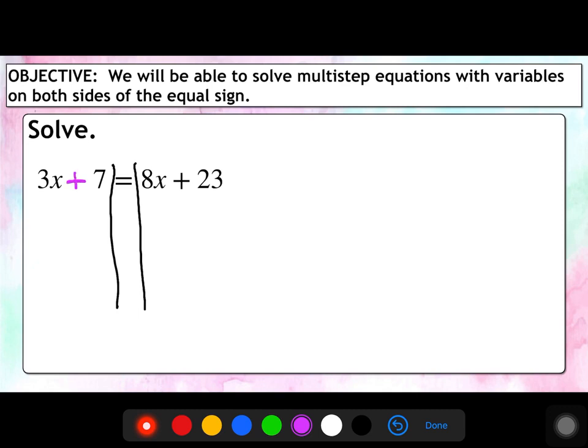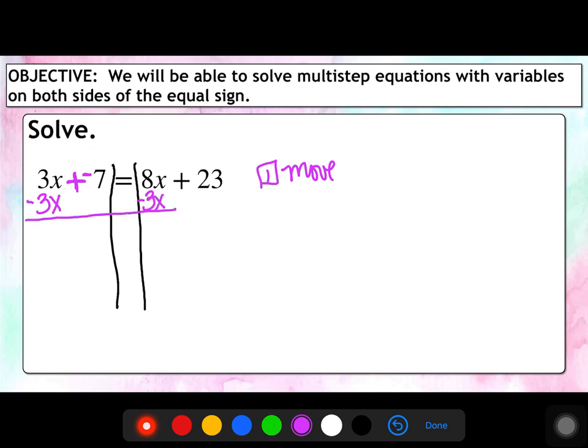3x minus 7 can't be simplified because it is already, but I can make that plus a negative 7, so I can choose to do that. Then I've got 8x plus 23. That's already simplified. I don't need to do any more work there. So all we need to do right now is move. I'm going to move the 3x over to where the 8x is on the right because 3 is smaller than 8. And that will keep things positive.